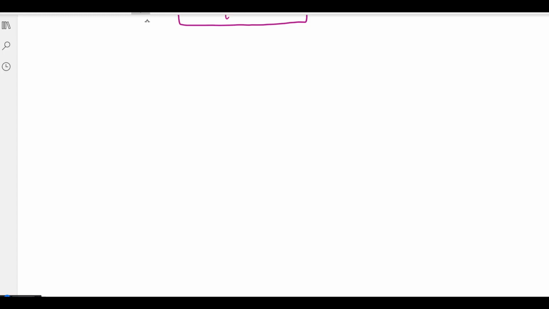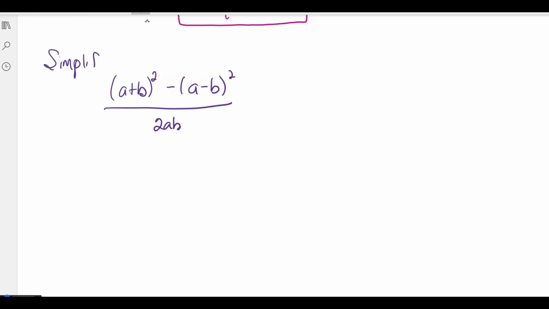So I saw a problem, A plus B squared minus A minus B squared divided by 2AB. And of course, I'm thinking the instructions are to simplify, and that is a good point to read instructions, to be familiar with what the instructions are asking you to do. If it says simplify, obviously that means to make simple, right?